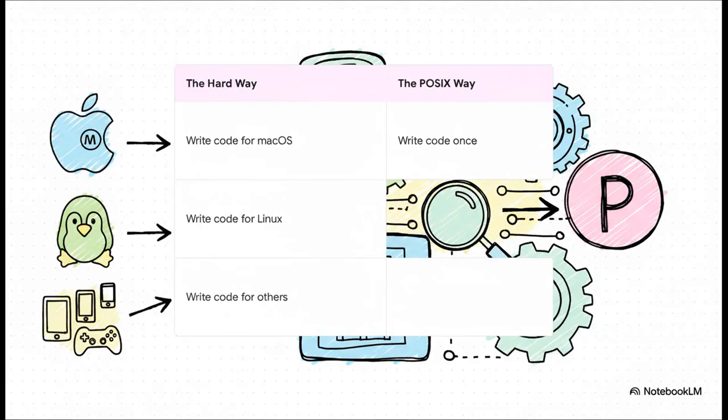Well, imagine you're a programmer before it existed. It was tough. You'd have to write your app's code, then completely rewrite it for a Mac, then rewrite it again for a Linux computer, and on and on. It was a nightmare. But with POSIX, you write your code one time, just once, and that single piece of code can run on all these different systems. It's a total game changer.